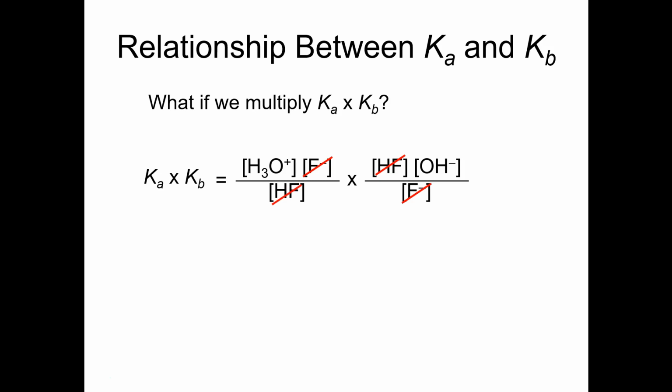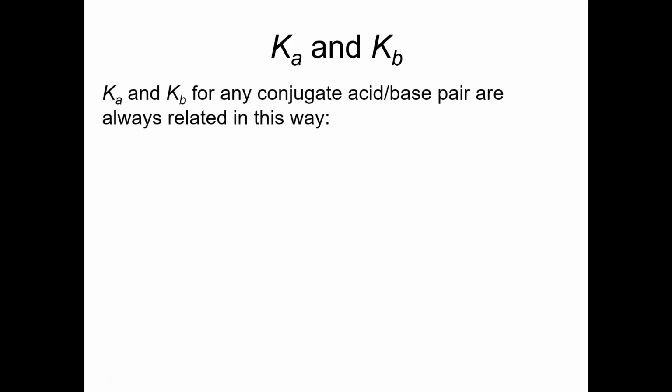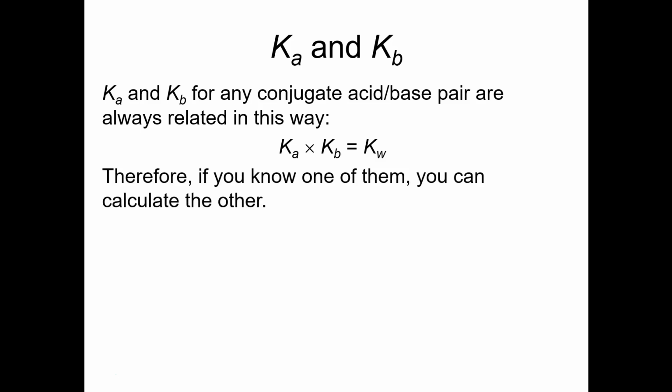And it turns out that when I multiply Ka times Kb, it all cancels out to just H3O plus times OH minus, which, as we learned earlier in this chapter, is called Kw, and it has a fixed value, which is 1 times 10 to the minus 14. And so it turns out that this is true for any conjugate acid-base pair. Ka and Kb for any conjugate acid-base pair are always related in this way, and that is that Ka times Kb is equal to Kw. And therefore, if you know one of them, you can calculate the other.